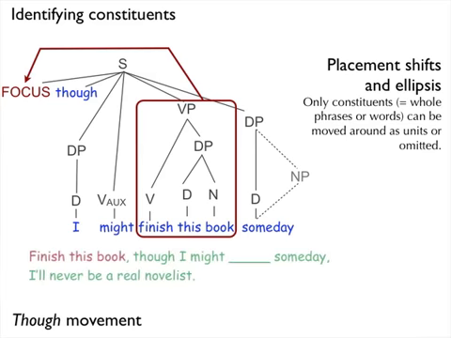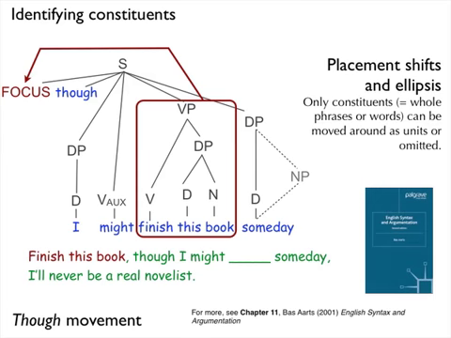And this can be used to make decisions about what's a verb phrase or not in some cases. So we get, "Finish this book, though I might someday. I'll never be a real novelist." You wouldn't be saying this kind of thing very often, but you do encounter things like this in literary text, right? I think I put a link to the chapter from this book on the website, where you can see a bit more about this and about other kinds of tests of constituency like this.